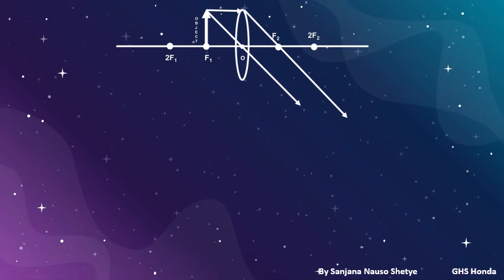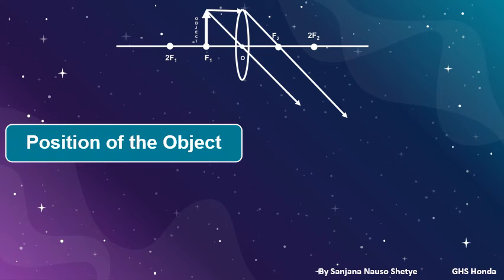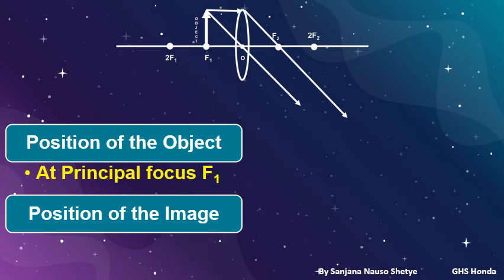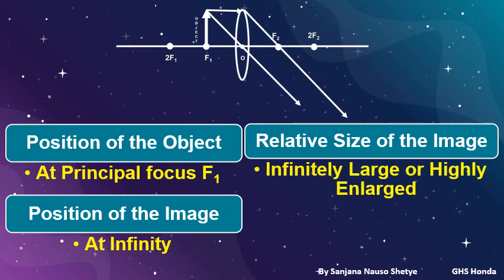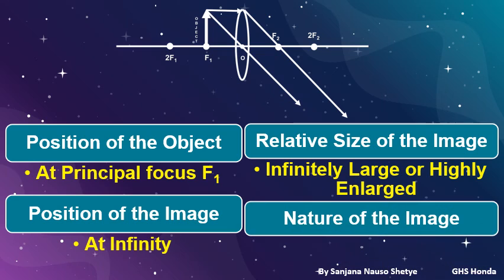So from this fourth ray diagram, we can see that when the position of the object is at principal focus F1, the position of the image is at infinity. Then relative size of the image is infinitely large, or we can say it is highly enlarged. And the nature of the image is real and inverted.